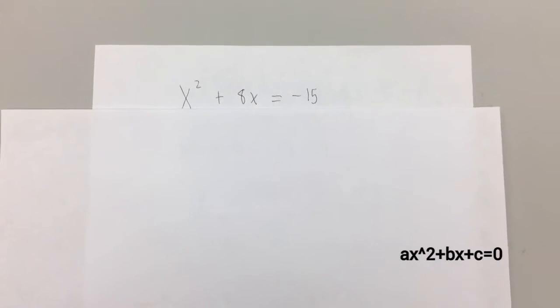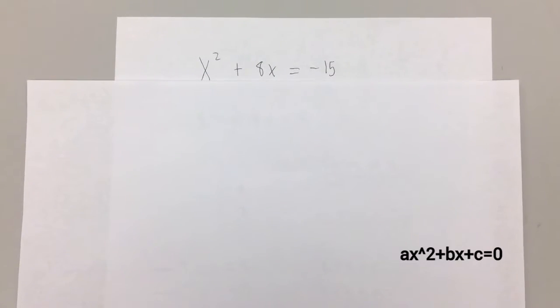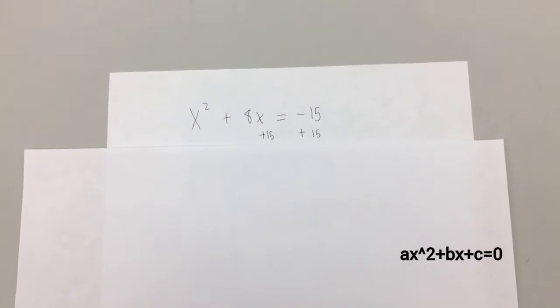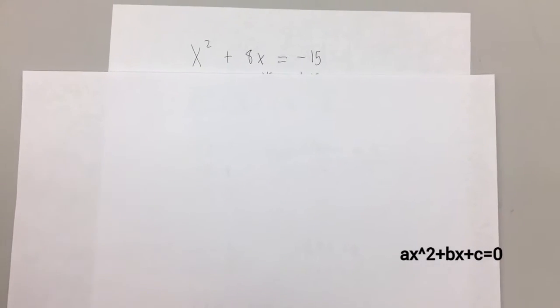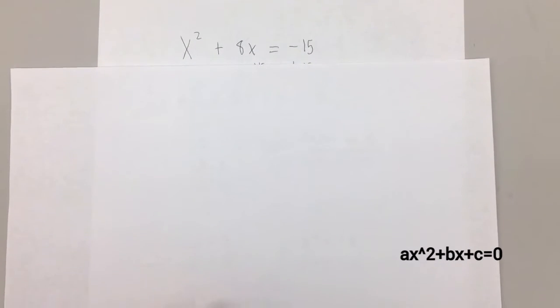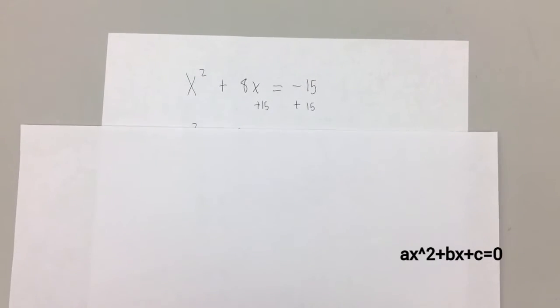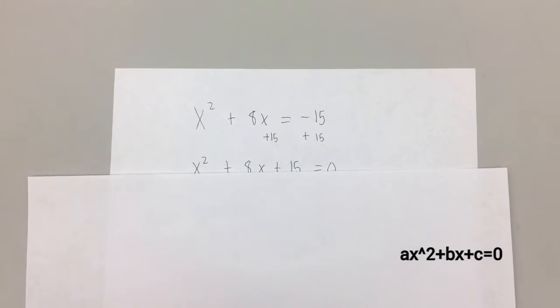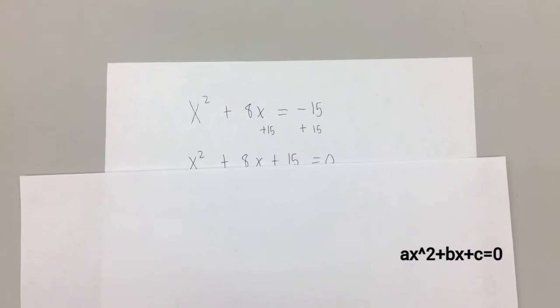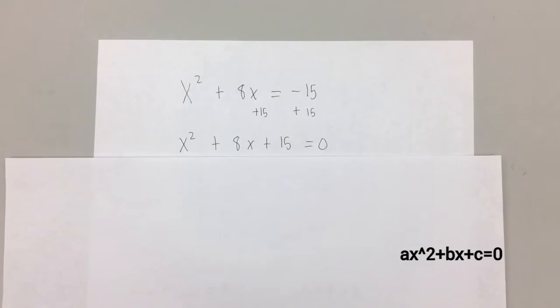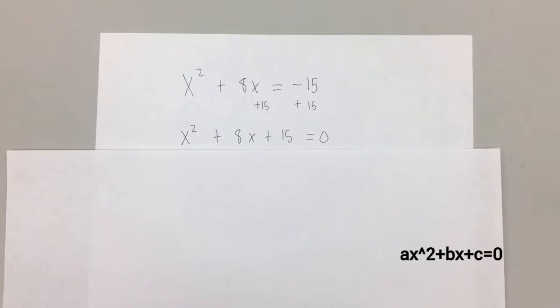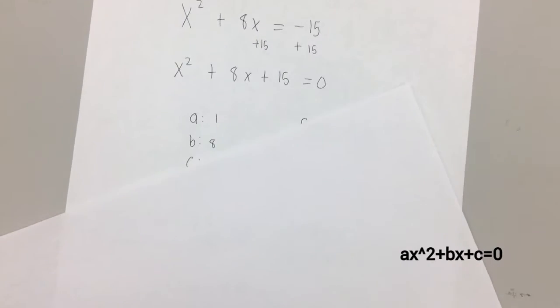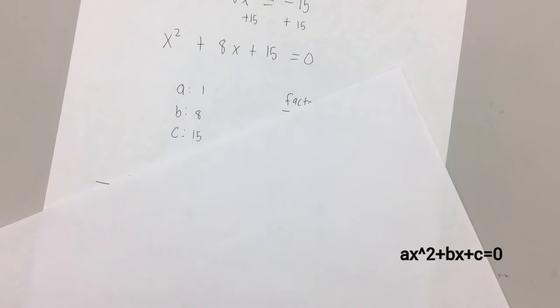Next, we'll practice a little more with another example. Here we have x squared plus 8x equals negative 15. First, we put the equation in standard form, which causes it to be x squared plus 8x plus 15 equals 0. And from here, we compare it to ax squared plus bx plus c. This tells us that the a value is 1, the b value is 8, and the c value is 15.